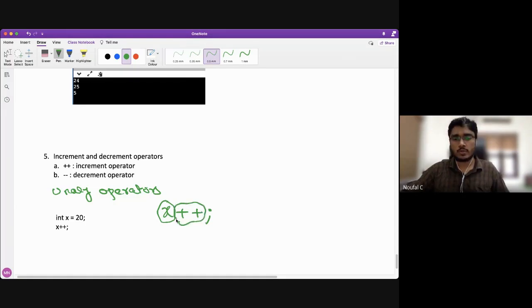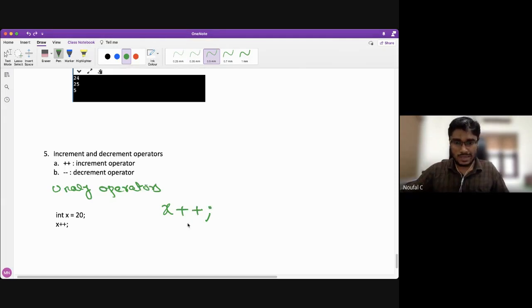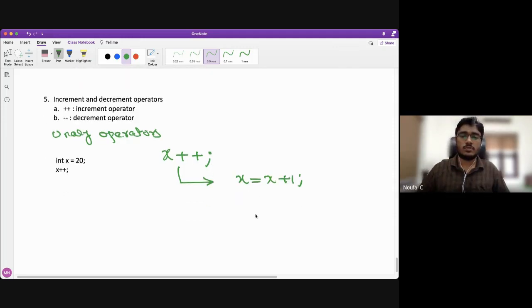But these two plus signs together are actually a single operator which will work on this particular variable x. Now, the meaning of x plus plus may appear quite direct, but if you want the meaning of this, it is as simple as x equal to x plus 1. Instead of writing x equal to x plus 1, you just write x plus plus. Example.